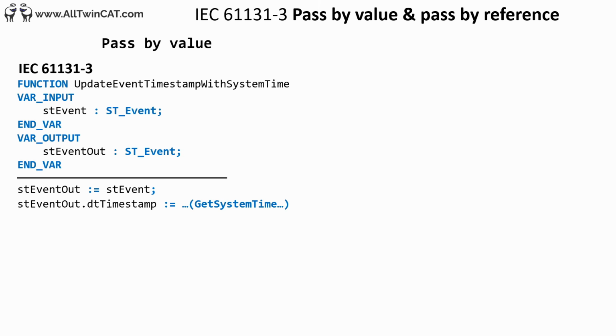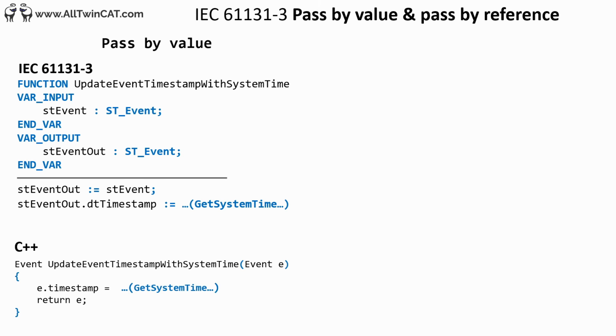As you can see, this is quite inefficient as the input parameter ST_event is a copy of the original structure, and then we are making an additional copy by creating an output parameter. The equivalent function in C++ would be something like this.